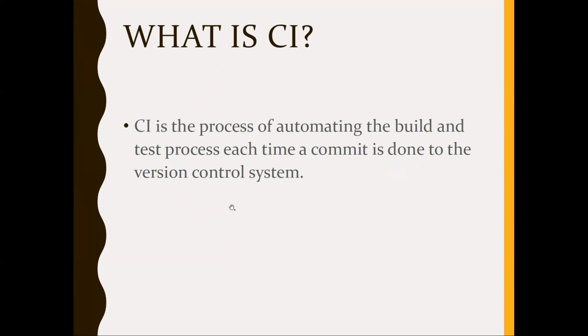See, what is continuous integration? It's a process of automating the build and test process each time a commit is done to the version control system. Right? Every time a commit is done, automatically it will identify. How will Jenkins identify? You will create a job in such a way that it will identify those changes.